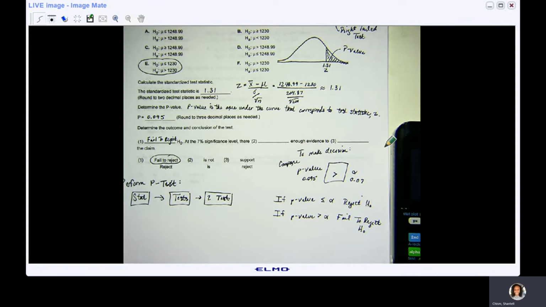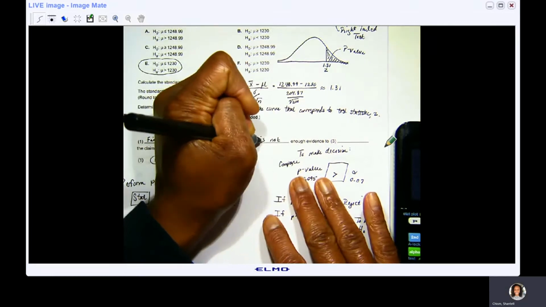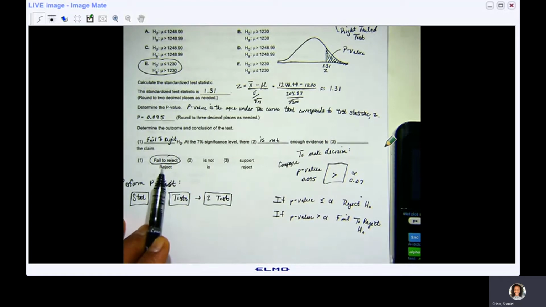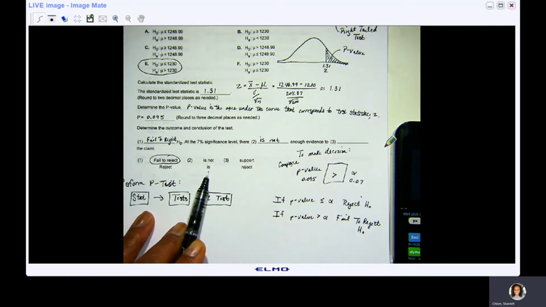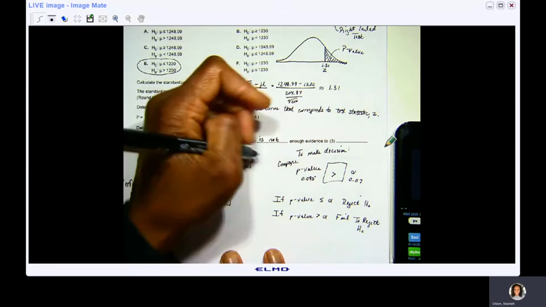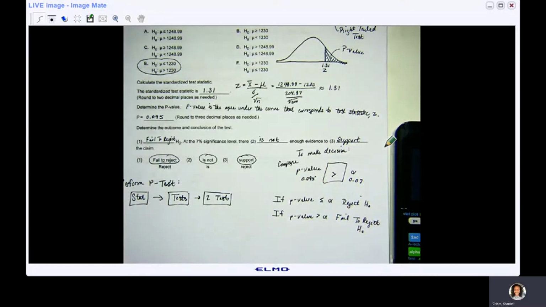Okay. Well, our claim was HA. So because we failed to reject, we say there is not. Anytime you fail to reject, that means there is not. Either there is not enough evidence to reject or there is not enough evidence to support. But because it's failed to reject, you make sure you use the words is not. When you use the word reject, you use the word is. Okay? So it is not. And then because HA was the claim, we say there is not enough evidence to support. Okay? Make sure you understand that.